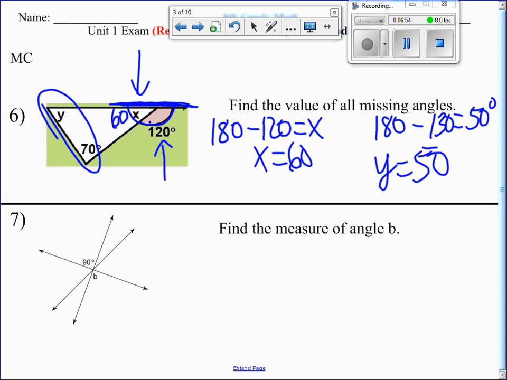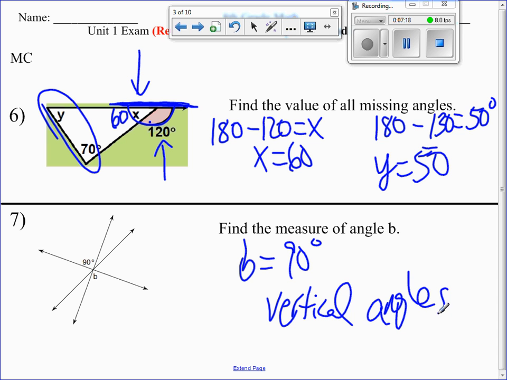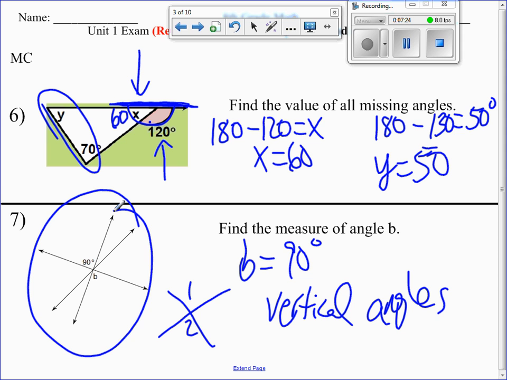In the next one, in number 7, I noticed that 90 and B are across from each other, and they're formed by the same two lines. Both of them are formed by these two lines, and they're exactly across from each other. So I know that B equals 90. They are known as vertical angles. It's easy to spot vertical angles when we're just dealing with an X. But when you're dealing with more lines like here, you still have vertical angles, you just got to find them. So 90 and B are vertical, 1 and 2 are vertical, and then 3 and 4 are vertical.